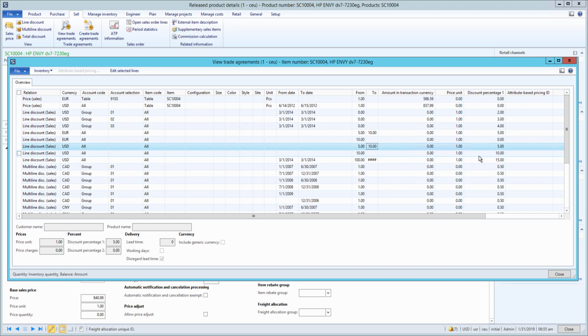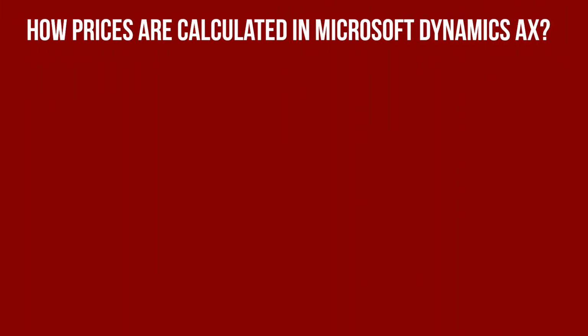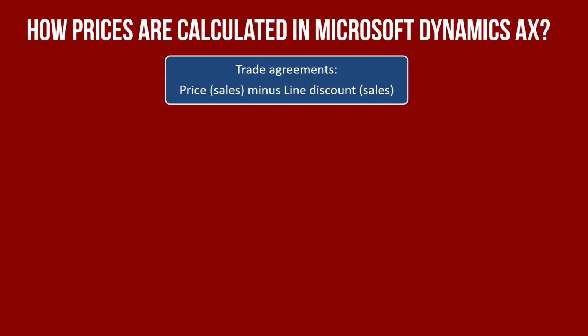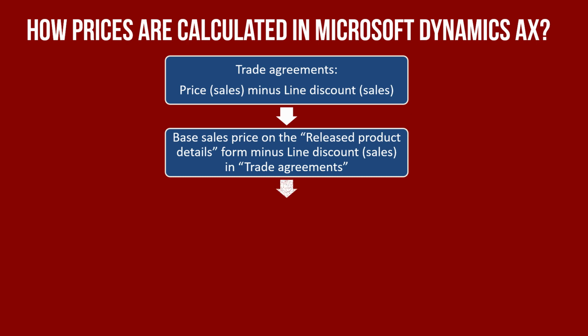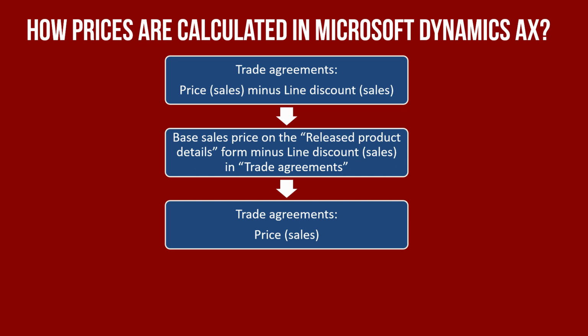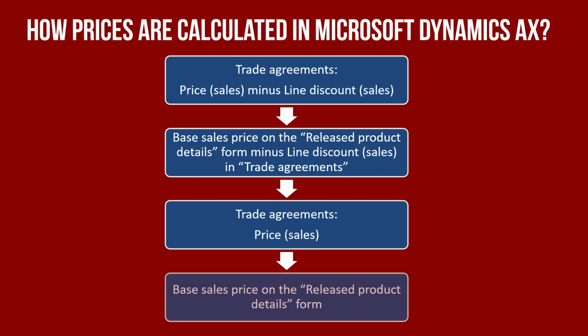So, what is the pricing logic of Microsoft Dynamics AX? Let's summarize. First, the system checks if there is a trade agreement with a sales line discount and applies it to the sales price if it exists, or to the base sales price if there is no sales price. If there is no trade agreement with a sales line discount, the system will search for a trade agreement with a sales price. If there is no trade agreement with a sales price that matches the criteria, the base sales price will be used for a product.